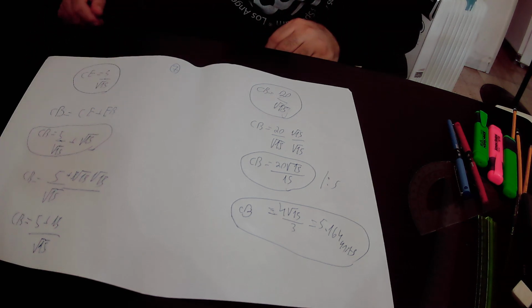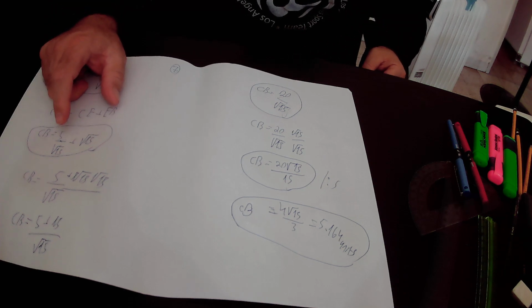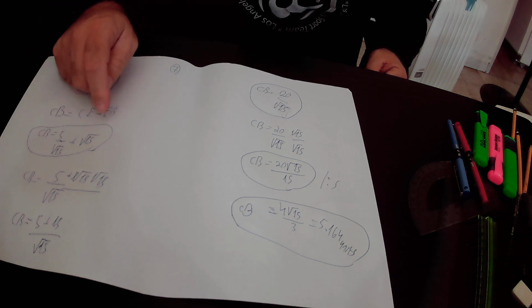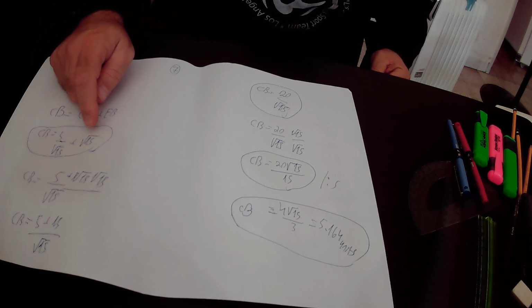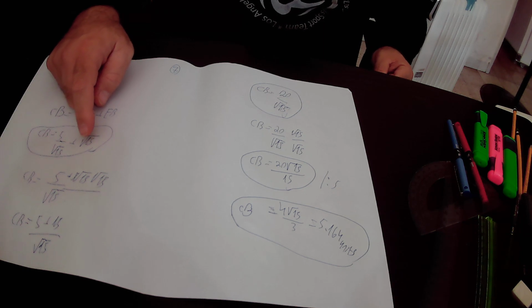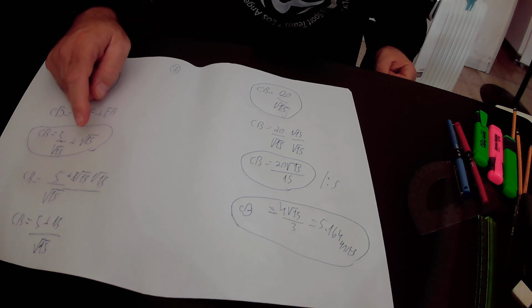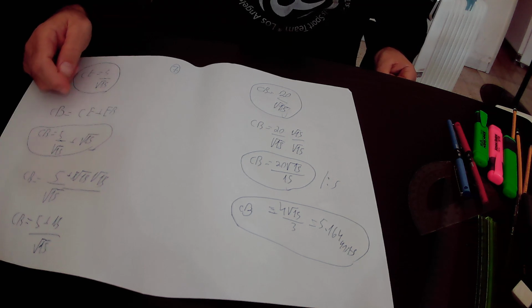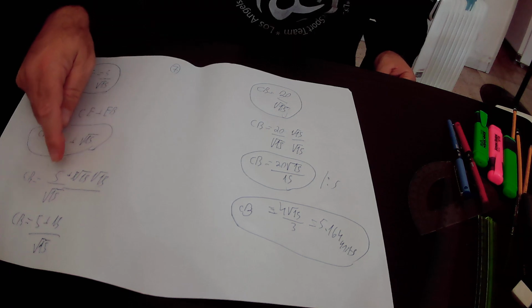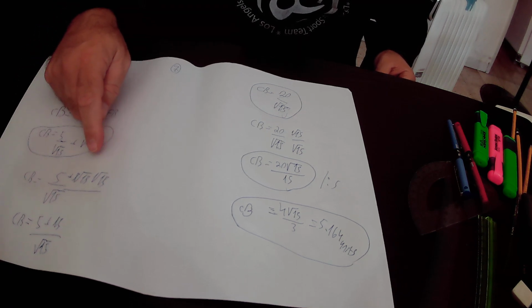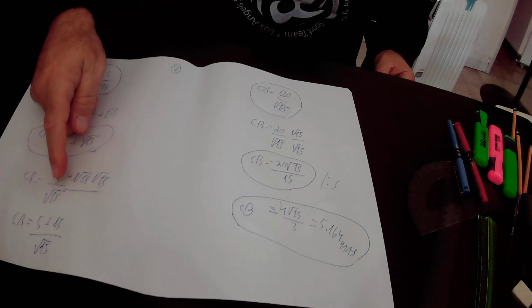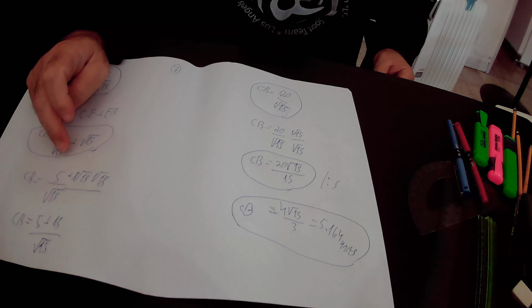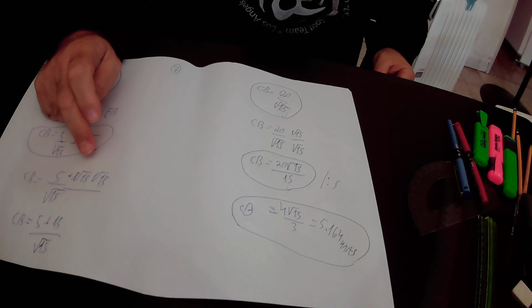Here we simplify this expression in order to eliminate the square root in the denominator. We multiply square root of 15 by square root of 15, and then we divide it by square root of 15. We actually multiplied by 1, so we change nothing. In this way, we have a common denominator in this expression. So CB equals 5 over square root of 15 plus square root of 15 times square root of 15 over square root of 15.